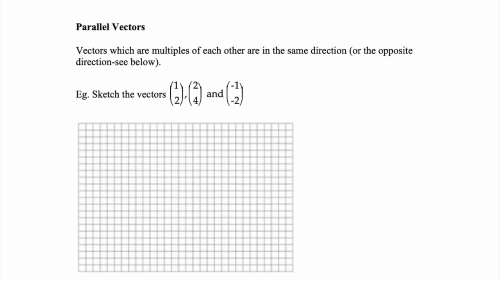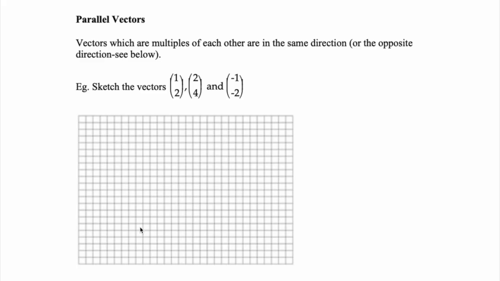Okay, parallel vectors. Well, let's plot some of those. 1, 2 is like there. 2, 4 is like you go 2 to the right and up 4. Okay, 2 right, up 4. Okay, but it's in the exact same direction, right? So they're parallel. And if we have that one, we go in this direction, -1, -2. So they're all parallel.